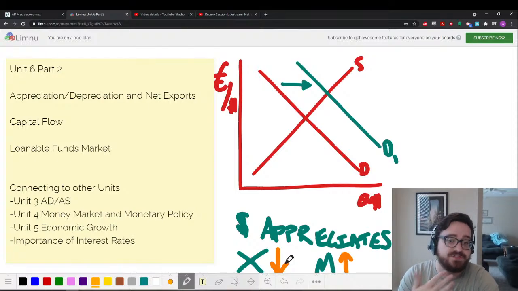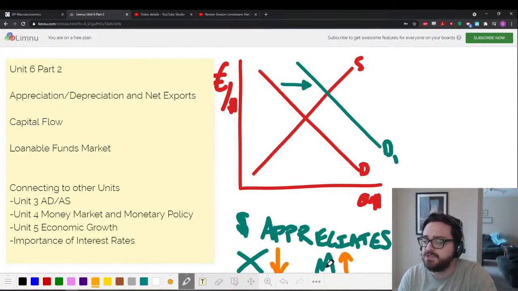It's cool for consumers like me and you, like most of us, because we can import more. Our foreign goods get cheaper for us, and we like that. But if you're an American business and you're trying to sell your goods overseas, your currency getting more and more valuable sucks, straight up, because it makes it harder for you to sell your goods overseas.